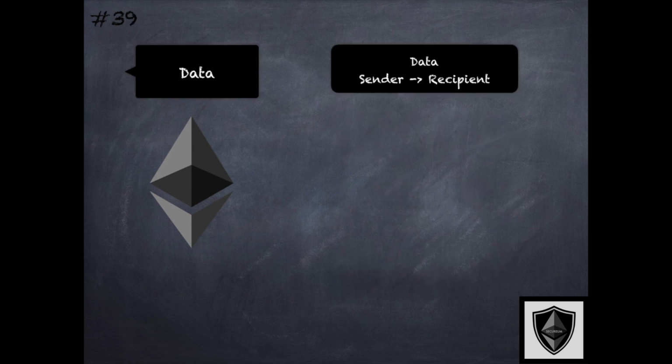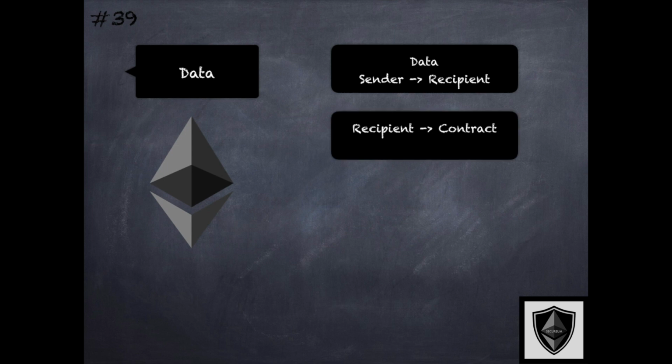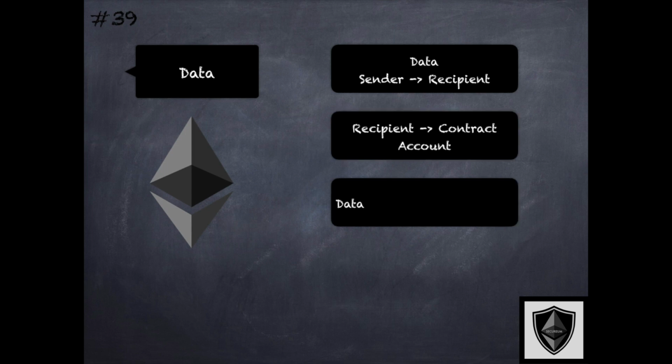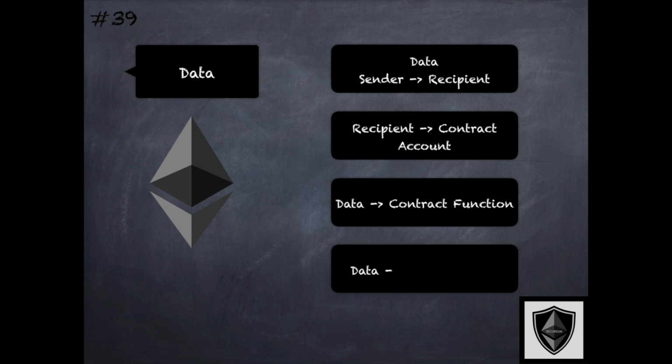The next component is data. This is the data that is being sent by the sender to the recipient. It's really relevant when the recipient is a contract account. And the data in that case contains the contract function that is being targeted by the transaction, and it also contains the specific arguments that are relevant for that contract function.